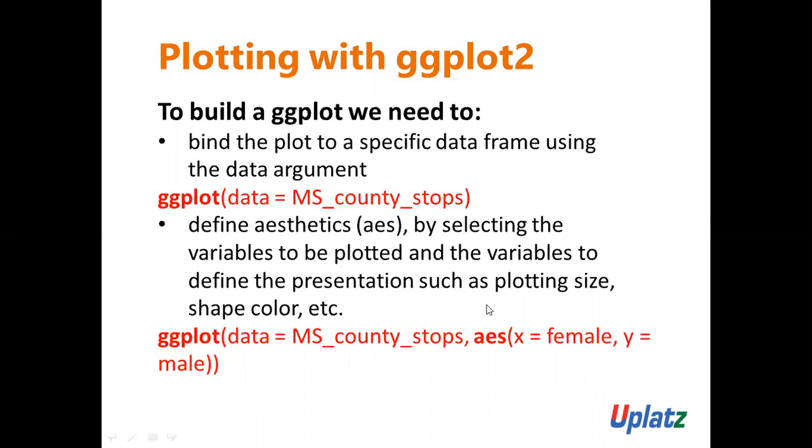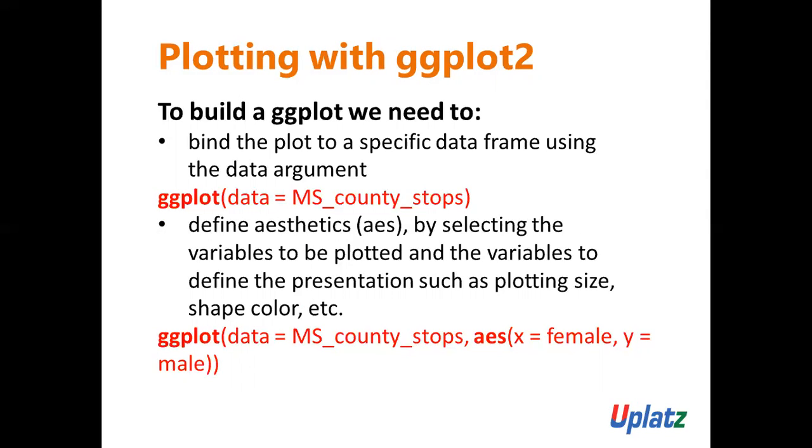Next thing is define the aesthetics by selecting the variable to be plotted and the variable to define the presentation, such as plotting size, shape, color, etc. So see here, inside the function ggplot, first thing is you need to have the data, what data you want to use. Data is equal to this file of the data we want to use, comma, aesthetics, aes. So aesthetic is nothing but what you want to plot on x-axis and what data you want to plot on y-axis.